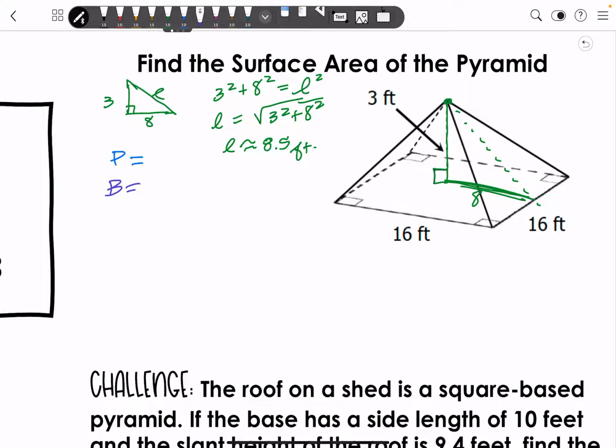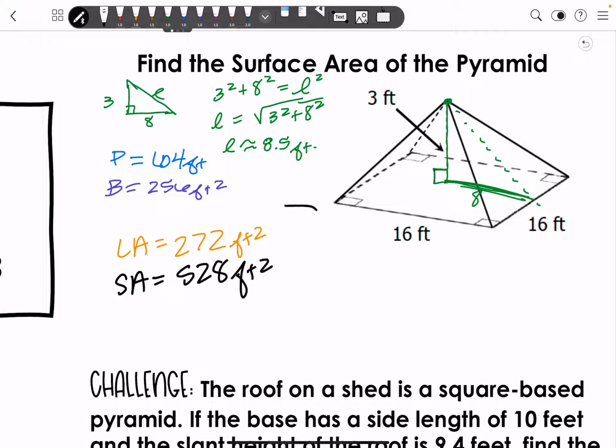So you've got a perimeter of 64 feet, and your base is 256 feet squared. So plug that into your calculator, figure out both the lateral and the surface area, and then check yours with mine. All right, for your lateral area, you should have gotten 272 feet squared. And then for your total surface area, you end up getting 528 feet squared.